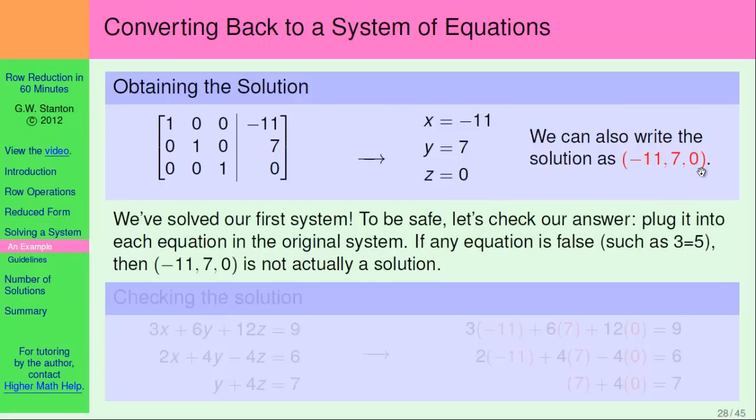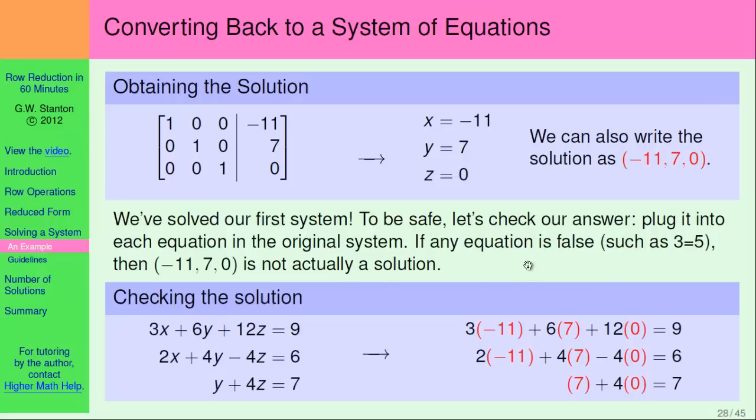Alright, we've solved our first system. And to be safe, let's check our answer. We can do this by plugging it into each equation in the original system that we started with at the very beginning of this video. Specifically, we want to take the value for x, of course, and plug it into where the x is in the equation, and take the 7, plug that in for y, and so forth. And this is what we get here.